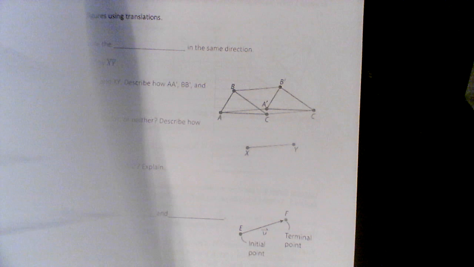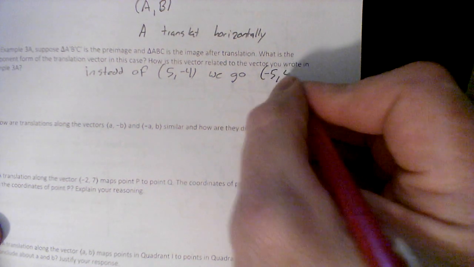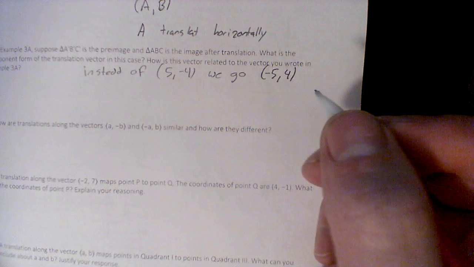Well, instead of going 5 right, I go 5 left. Instead of going 4 down, I go 4 up. It basically just does the opposite. Alright? Instead of 5 right and 4 down, we go the opposite, right? We go 5 left and 4 up.